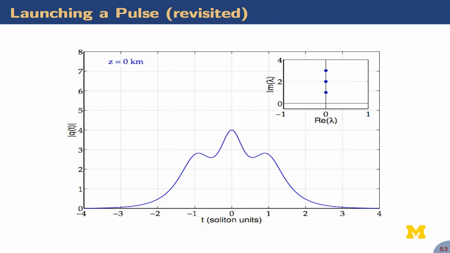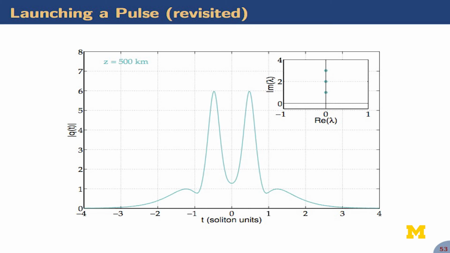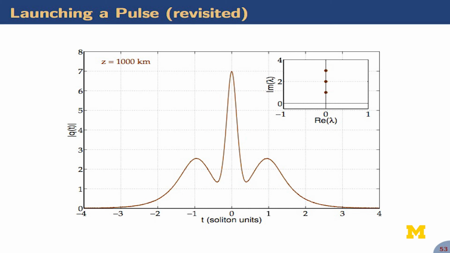Here's a 3-soliton, so it's a pulse with 3 solitonic components and no continuous spectrum. This is in time, and as it evolves, it does weird things, but the spectrum is completely held invariant. So if the spectrum is held invariant, let's put the information in the spectrum.